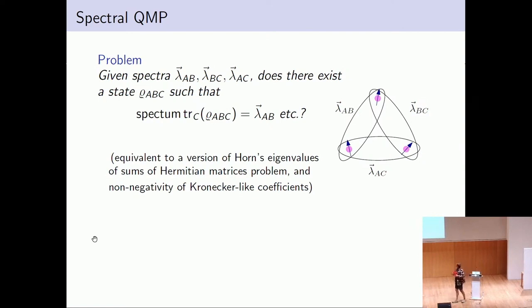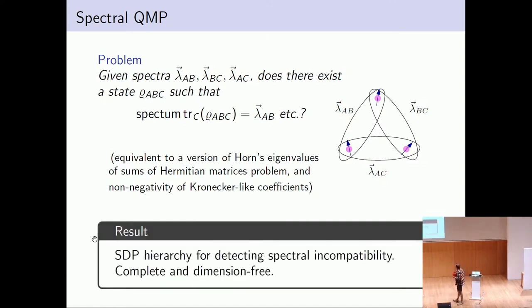And it also corresponds to the non-negativity of Kronecker-like coefficients, where you couple three times the representation of the symmetric group. All right, this is clearly not an SDP, but what do we do when we have a problem which is not an SDP? We try to introduce some kind of SDP hierarchy. Yeah? And exactly that's the result of this talk.